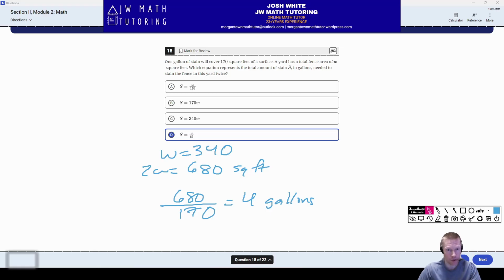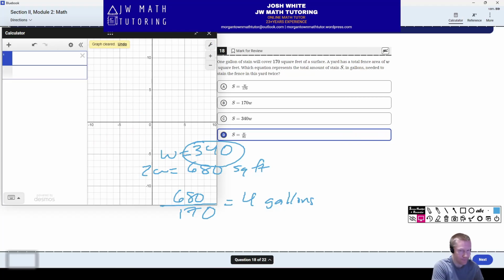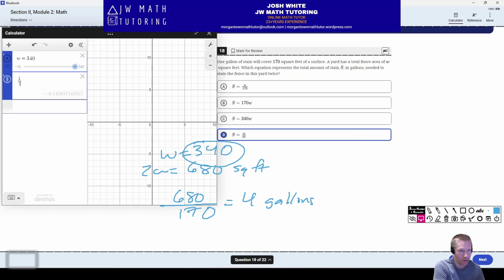So now what you do is you go through all the answer choices and you plug in 340 for W and you see which one equals 4. So probably easiest just to do this in Desmos. First, I'm just going to set W equal to 340 here, and then I can just type W over 170. Is it equal to 4? No. 170W? No. 340W? No. W over 85. 4, yes, that's our correct answer.